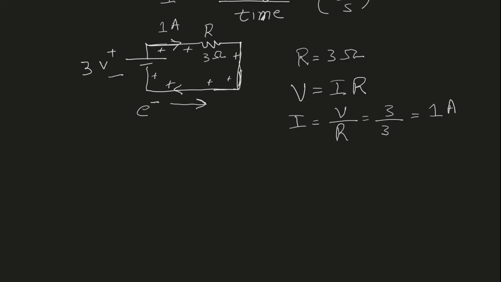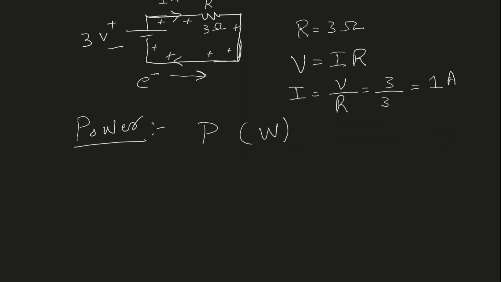The third quantity that I wanted to define today was power. Now, power is represented by P, and it is measured in watts. For now, later on, we will see different ways of calculating power. But for now, the power is the product of voltage and current.